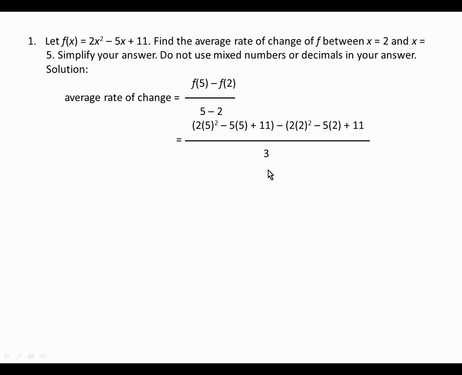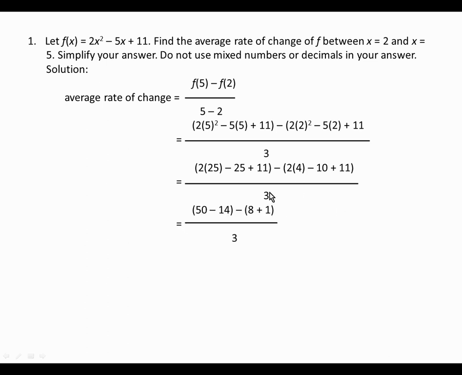So the 3 stays the same. I'm going to have 2 times 25 minus 25 plus 11, minus 2 times 4 minus 10 plus 11. Now I have my closing parentheses back. This is going to be 50 minus 25 plus 11, minus 8 minus 10 plus 11. Still all over 3. Please don't lose your denominator. Okay, the minus 25 plus 11, just like the minus 10 plus 11.